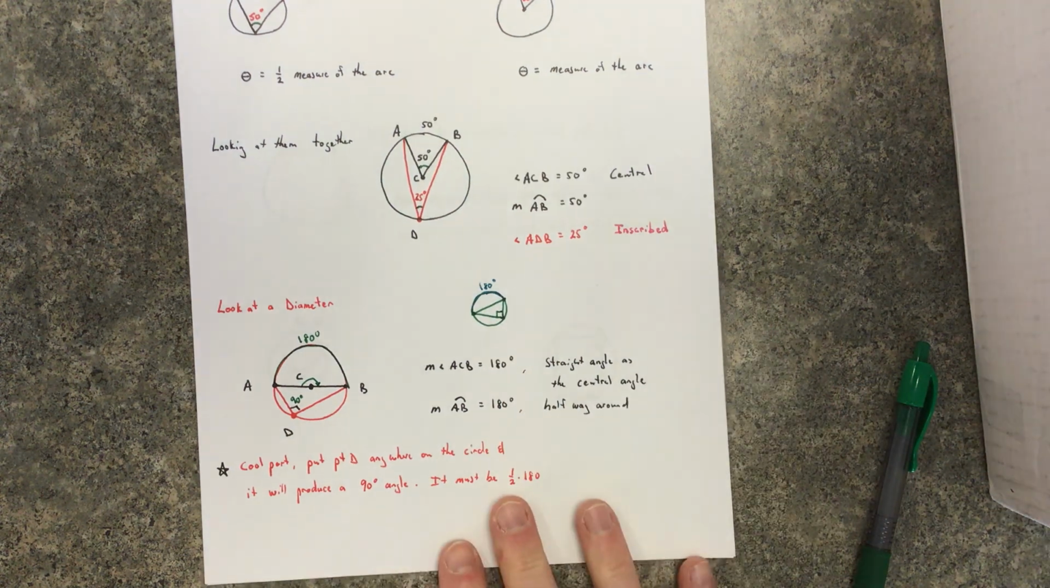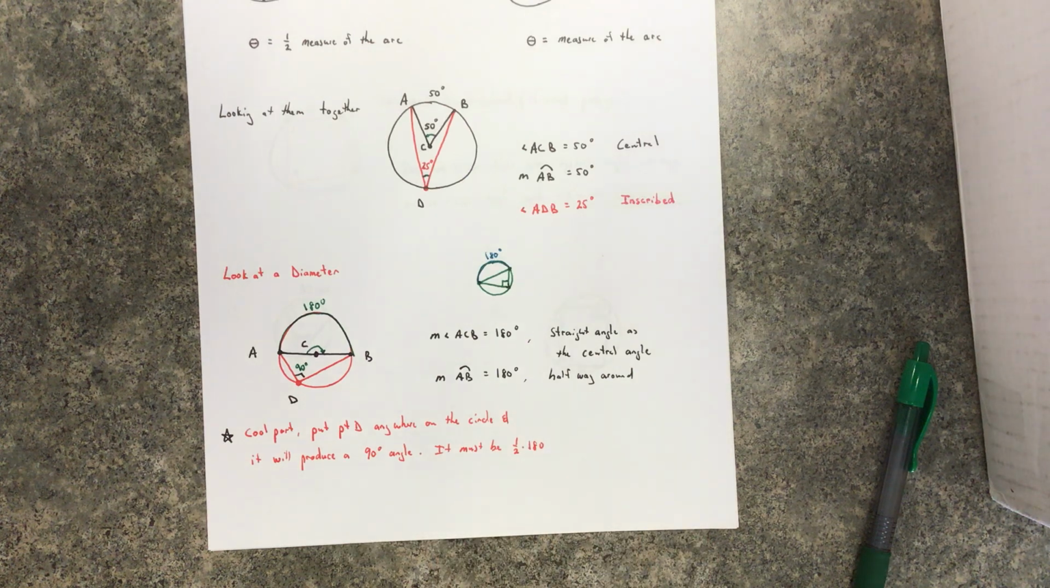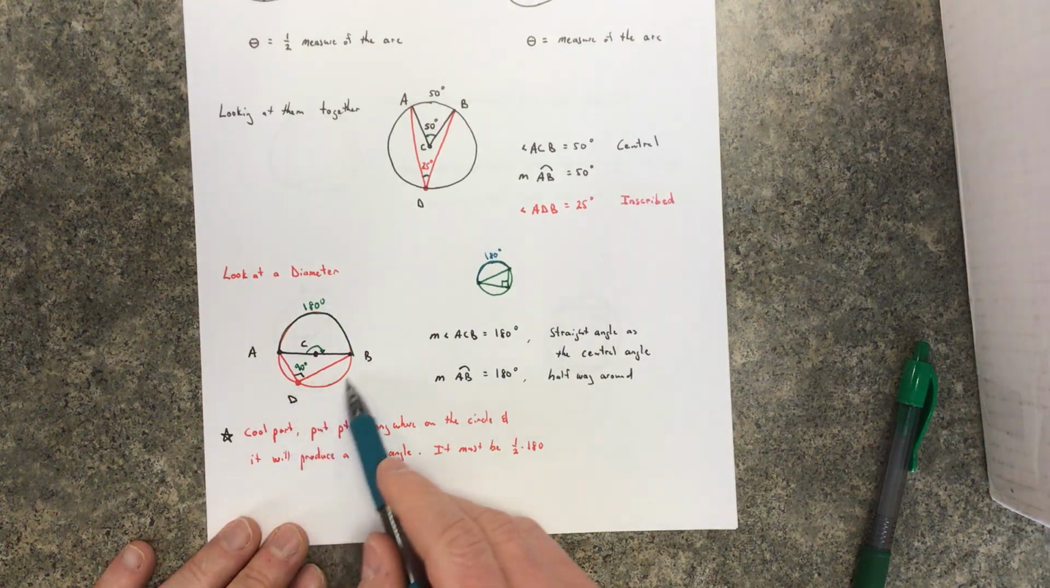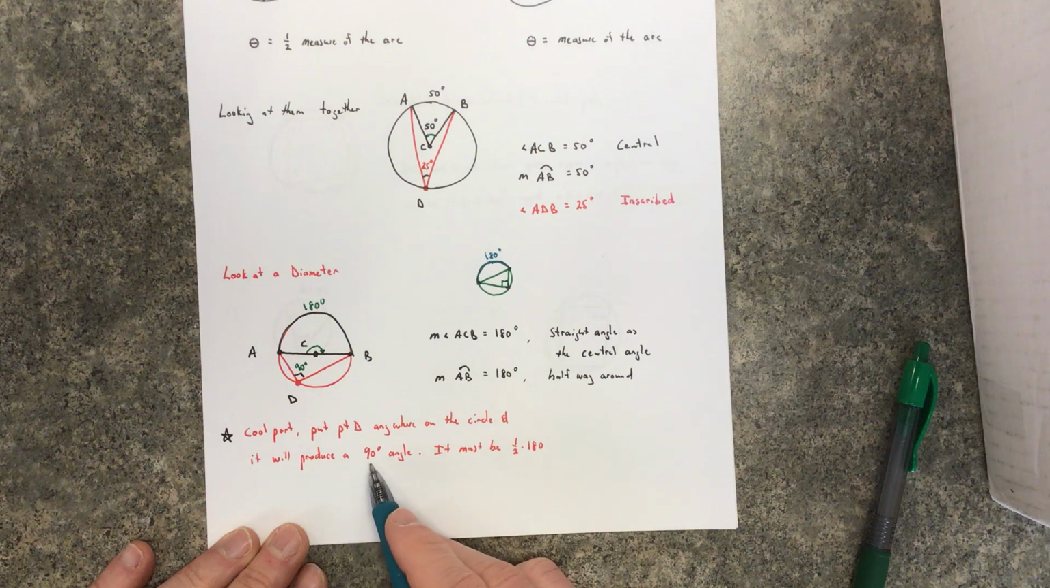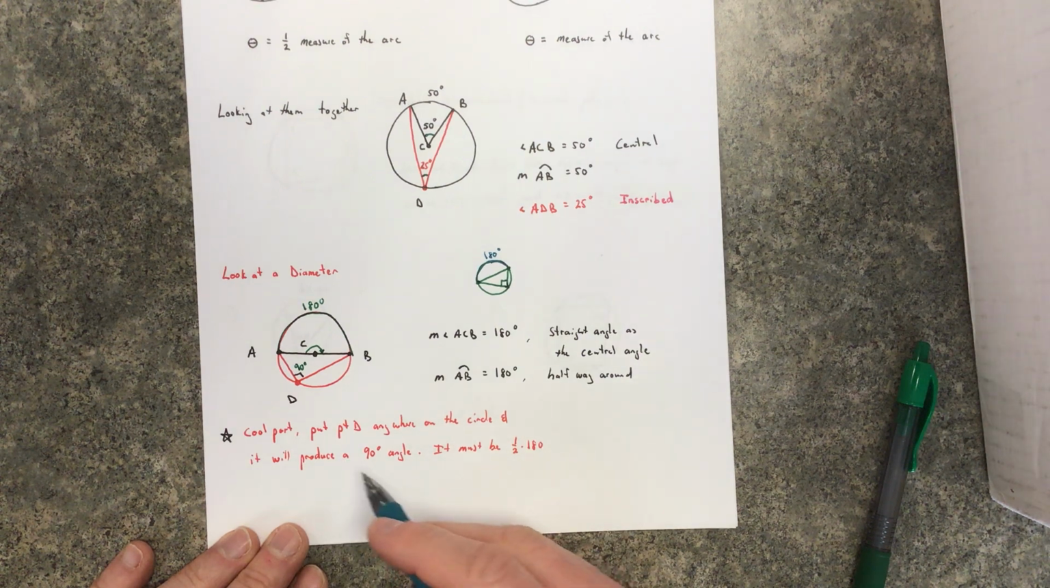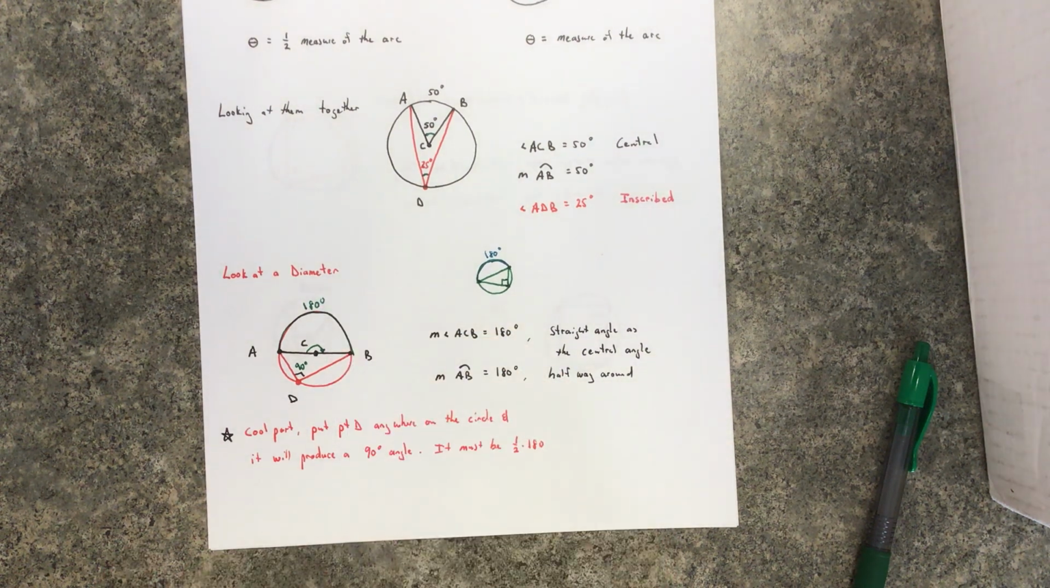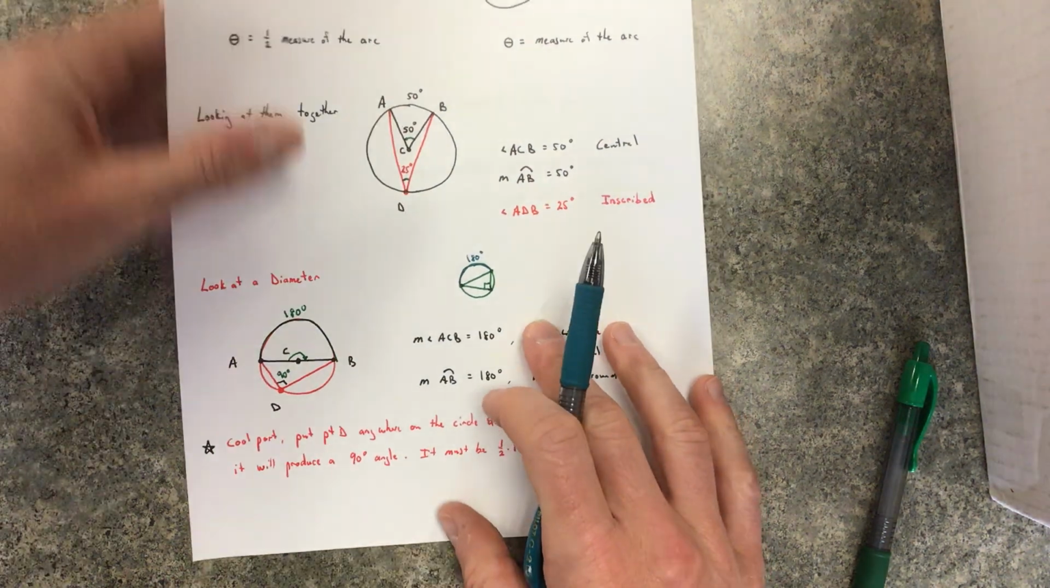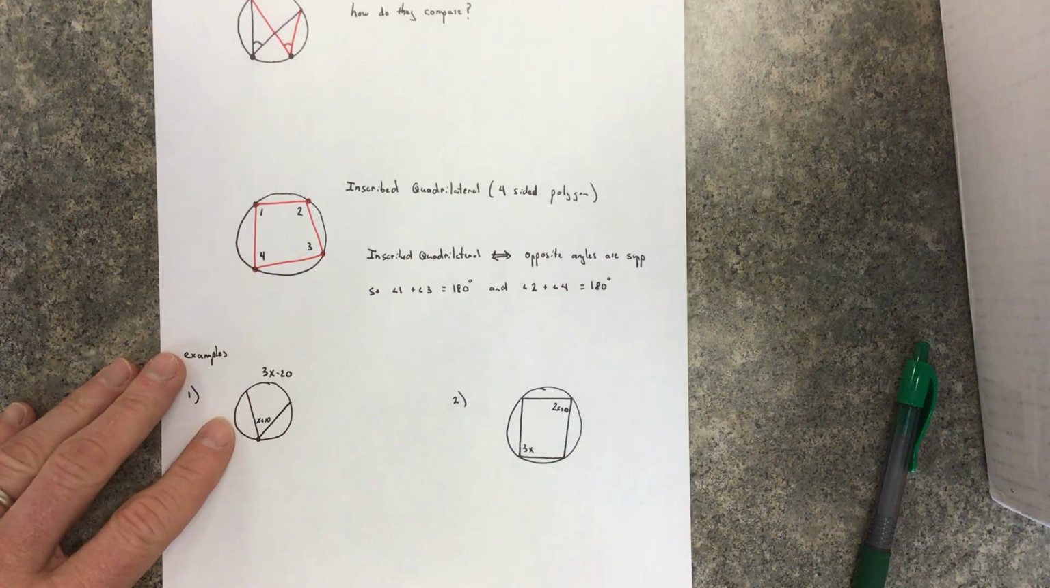Again, right here, I kind of say it in words right there. The cool part is I can put point D anywhere I want on this circle, and I guarantee it will produce a 90-degree angle because its arc is 180, and we know the inscribed angle is half. That's kind of, I think, the coolest property for this one.